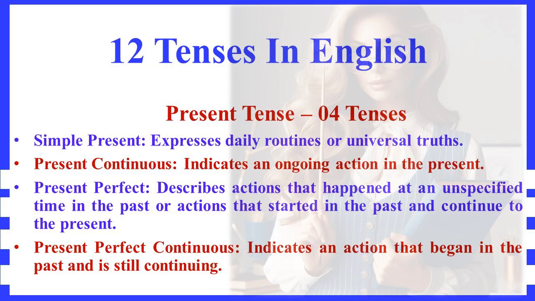Present continuous. Indicates an ongoing action in the present. Present perfect. Describes actions that happened at an unspecified time in the past or actions that started in the past and continue to the present. Present perfect continuous. Indicates an action that began in the past and is still continuing.